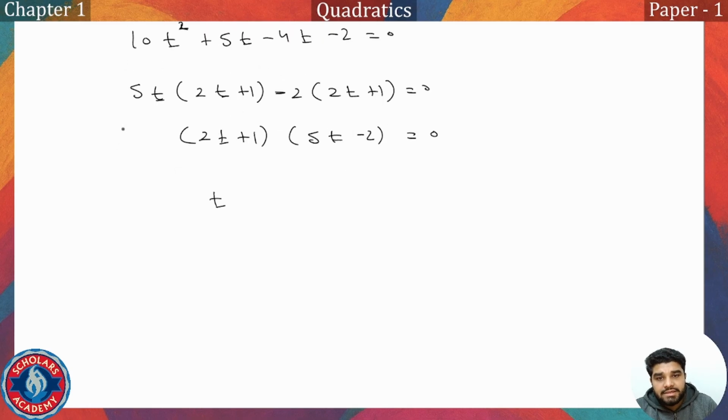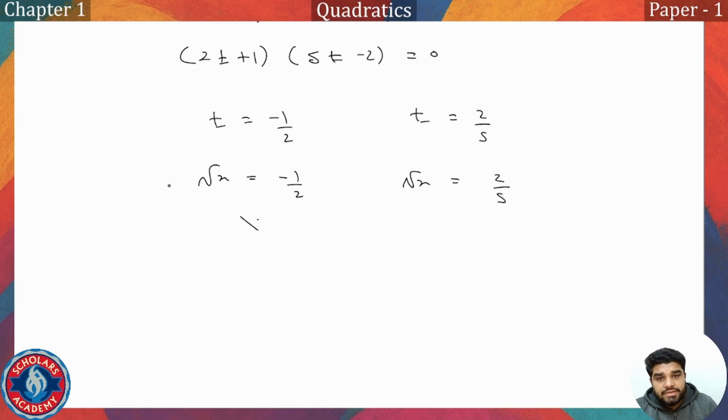So one factor is t is equal to negative 1 over 2, and one factor is t is equal to 2 over 5. Root of x is equal to negative 1 over 2. Root of x is equal to 2 over 5. This is not possible because square root of any real number can't be negative, right? And if we take this, if we square it, we get x is equal to 4 by 25. So that's our answer. I hope it is clear. Let's move forward.